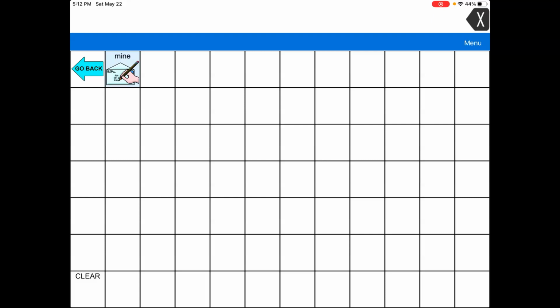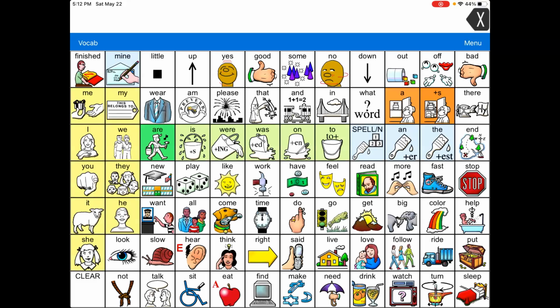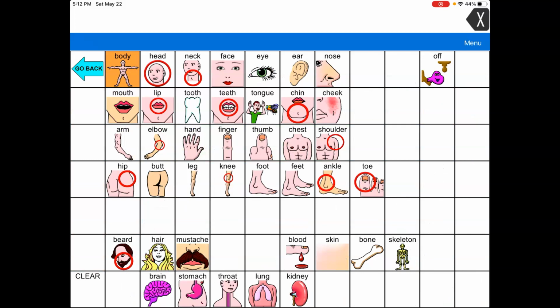All right, let's go back. If we're looking at our categories, there are noun categories on our quick reference guide. The next one is body parts. So on the first row, that top row, go all the way across the end and you will see the word "off." And you'll notice there's some Mr. Potato body parts there. If we touch "off," hey, look at that. All of our body parts are there.